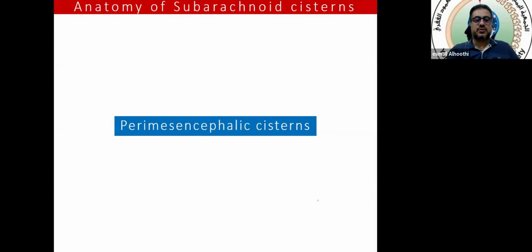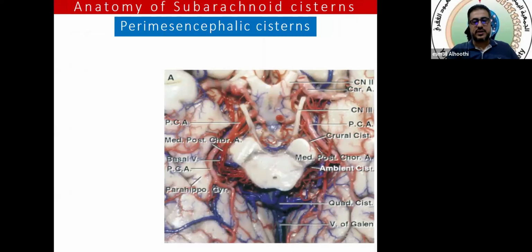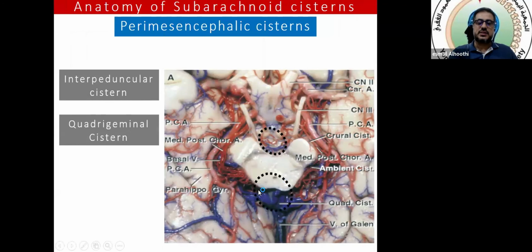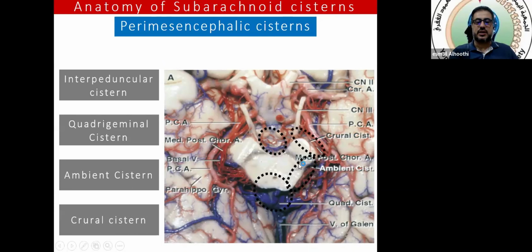So the next group of cisterns is called the premesencephalic cistern. Its 4 cisterns surround the midbrain, the mesencephalon. The first cistern is called the interpeduncular cistern, which is located anterior to the midbrain between the 2 peduncles of the midbrain. The next is the quadrigeminal cistern, which is located just dorsal to the midbrain. Posterolateral is called the ambient cistern. Anterolateral is the crural cistern.